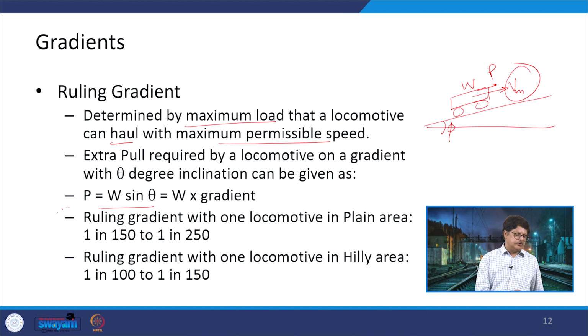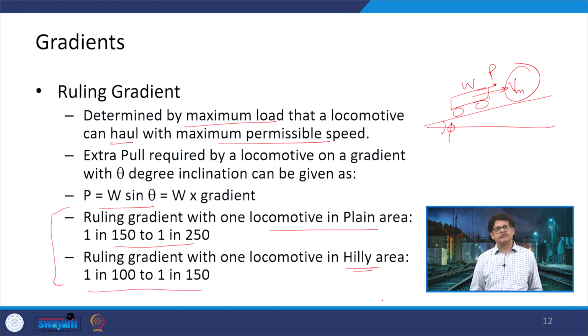Now, what are the gradient values defined on Indian Railways as the rolling gradient for the railway tracks? In the case of rolling gradient with one locomotive in plain area, it is 1 in 150 to 1 in 250. Whereas in hilly areas, it is 1 in 100 to 1 in 150. That means, if this is a limit in the respective terrain conditions, and if the values are more than this, there may be a requirement of having more than one locomotive. So, one locomotive will not help you out.